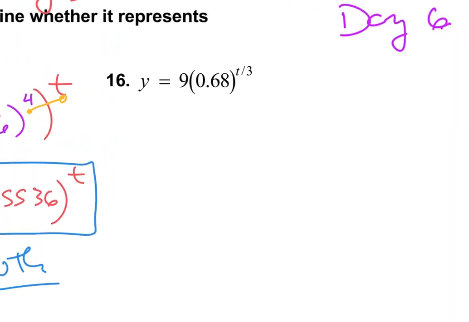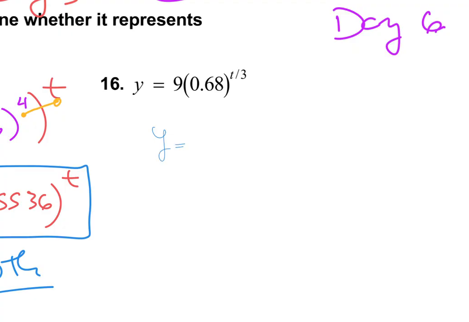And the next one, we're going to have y equals 9 times 0.68 to the 1/3 power, and that is being raised to the t power. Again, how is that? Well, if you have a power raised to a power, you multiply the powers, and 1/3 times t would be that. So calculator time.